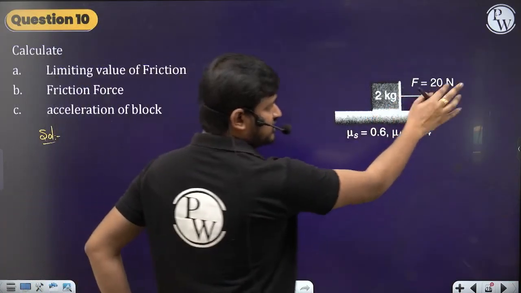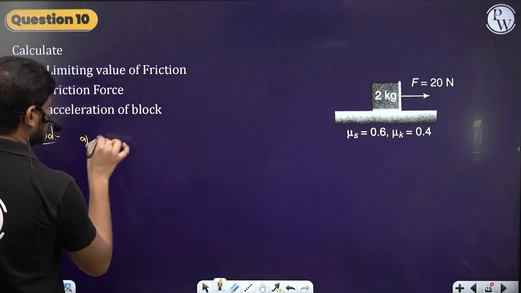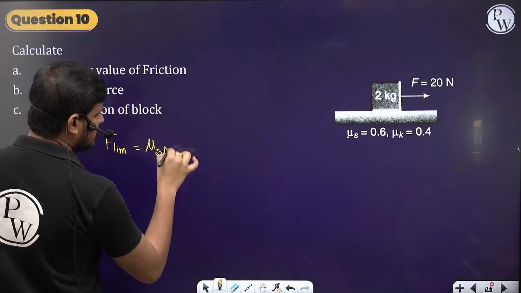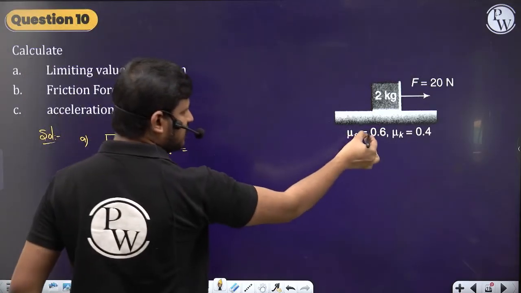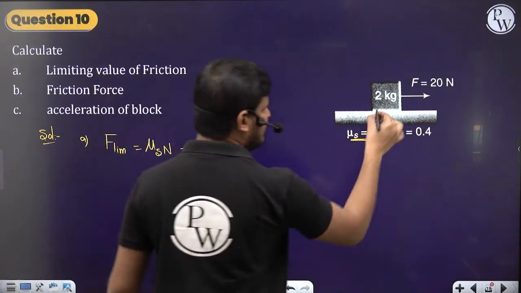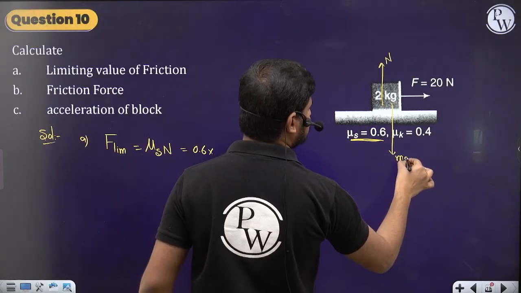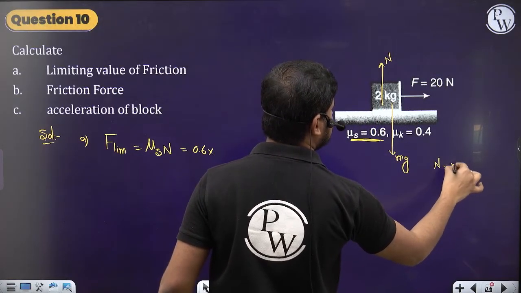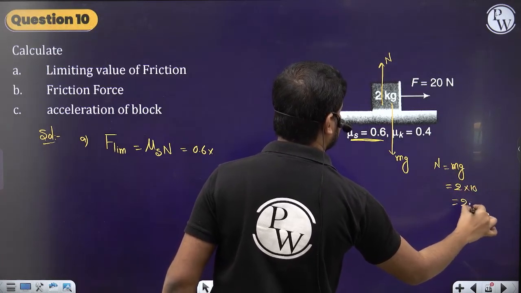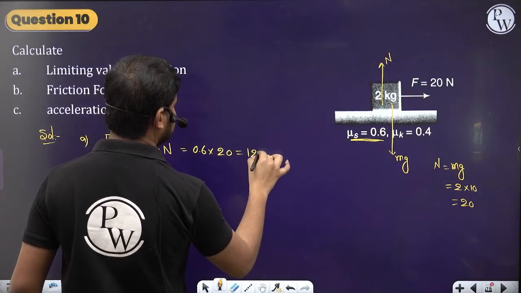See, the 20 newtons force is acting on the right side. So the first question is find the F limiting. The F limiting formula is equal to mu s into N, right? What is mu s? According to the question, mu s is given 0.6 into, so what is N? This is the normal and this is the weight mg here. So N is equal to mg. Mass is 2 kg, g value let's take as 10. So the normal reaction is 20. So that's why this is going to be 12 newtons is the F limiting.